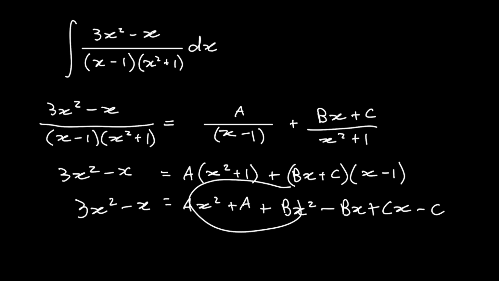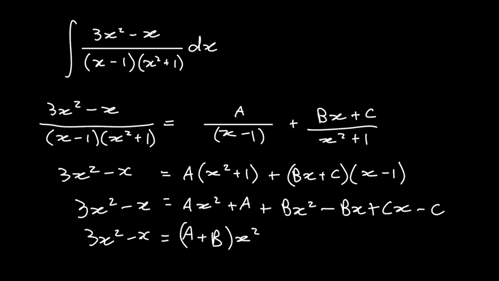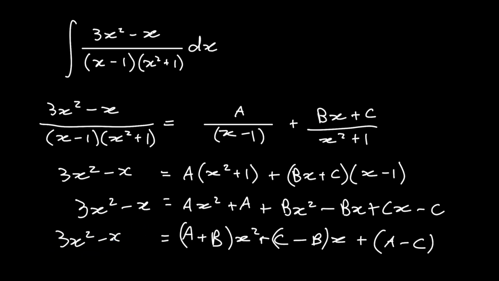Now we're going to group terms. We're going to group all the x² terms, all the constants, and the terms with x to the first degree. Doing that, we get (A + B)x², where we took x² out as a common factor of those two terms. Then we have (C − B)x, taking out x as a common factor of those two terms, and then plus (A − C). Now it's useful to write plus 0 over here, because that's what our constant is on the left-hand side.